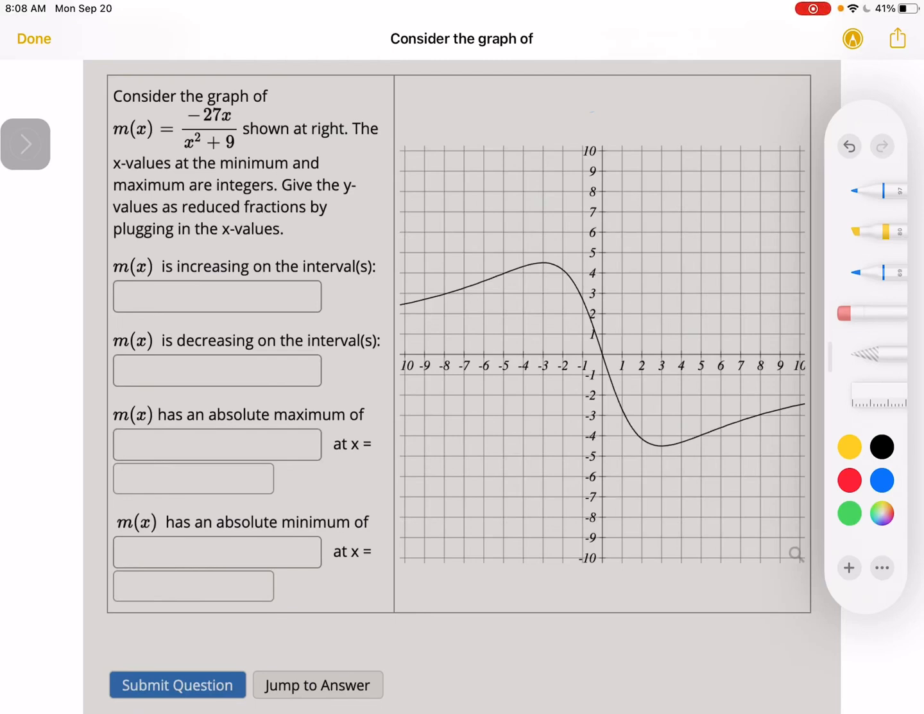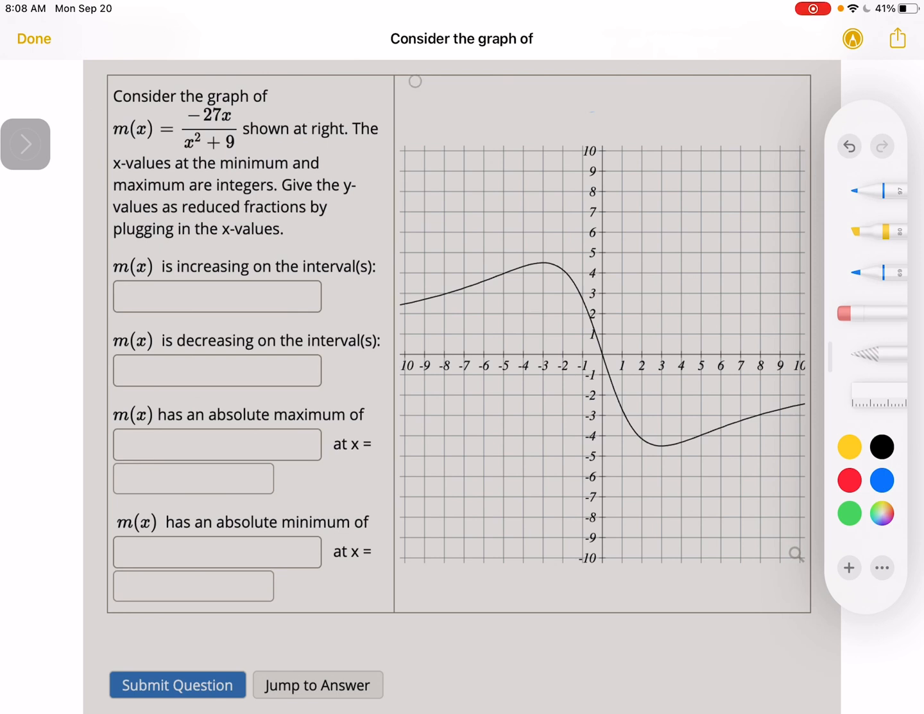This is another problem that was presented from a student. So we're going to look for places where this is increasing, decreasing, absolute maximum, and absolute minimum. So it might be helpful to we could look at the graph, but we're trying to find these. Let's just take a look at some parts of this function.